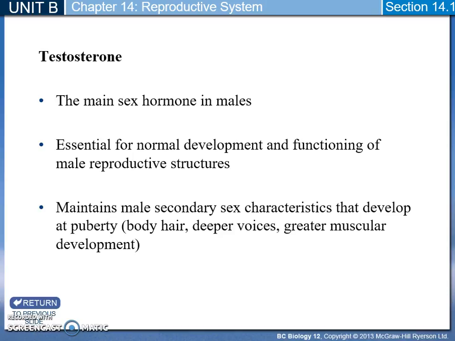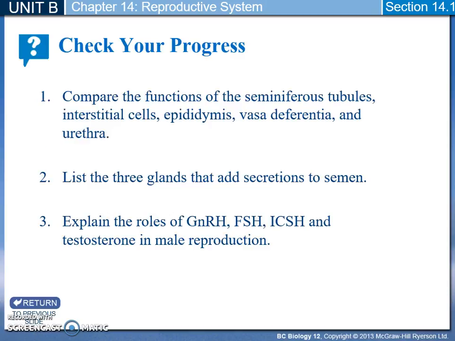Testosterone is the main sex hormone in males, and it's essential for normal development and functioning of the male reproductive structures, and maintains the male secondary sex characteristics that develop at puberty, with development of body hair, deeper voices, and greater muscular development as well.